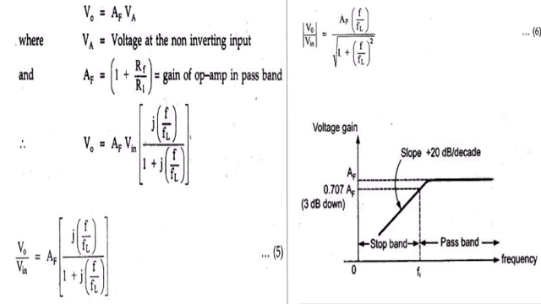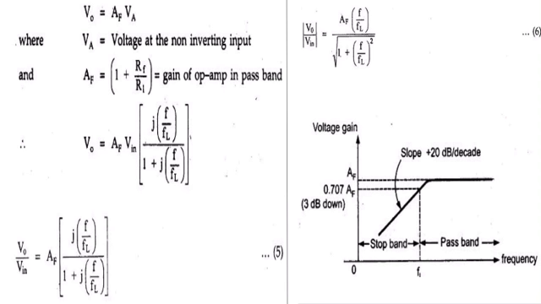Okay. So next we have the equation V0 is equal to AF into V in by J into F by FL by 1 plus J into F by FL. By taking V in out, we have the equation number 5. So this is the required expression for the transfer function of the filter.